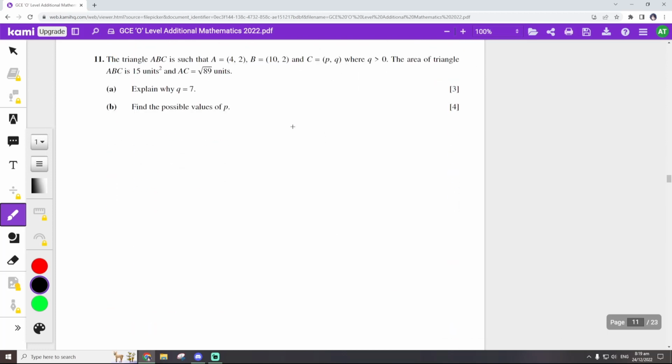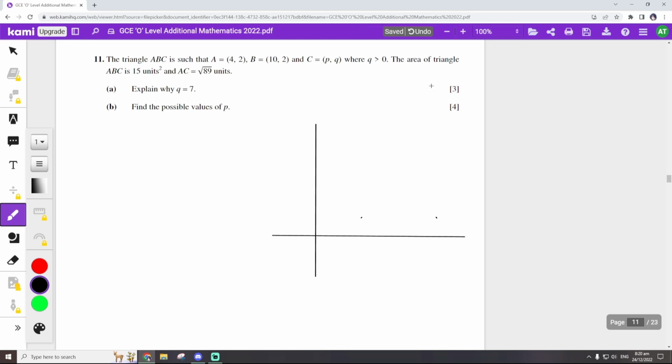The triangle ABC is such that A is (4, 2), B is (10, 2), and C is (p, q). The area of triangle ABC is 15, AC is square root 89. Okay, so if you want, you can draw the diagram. So where is (4, 2)? So (4, 2) is somewhere here, and (10, 2) is somewhere here.